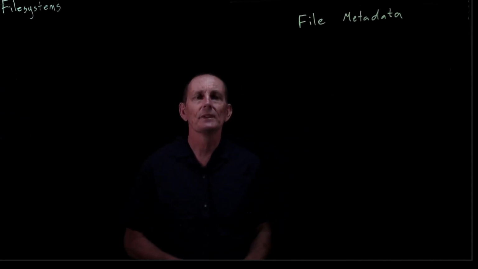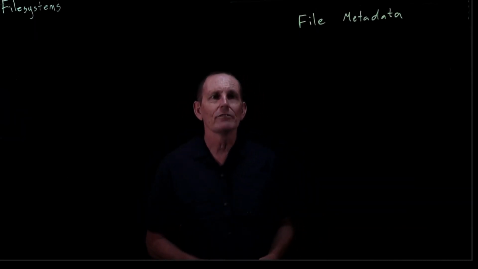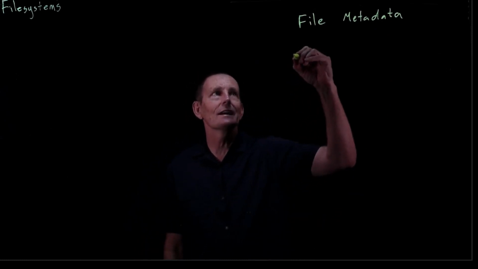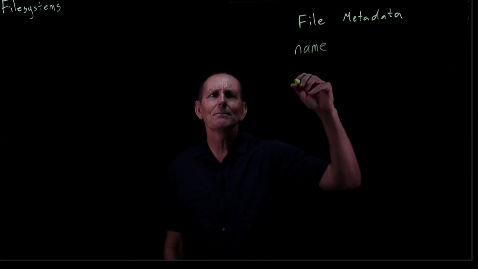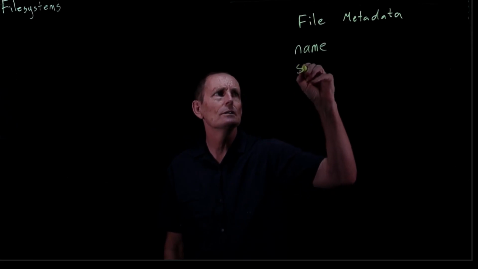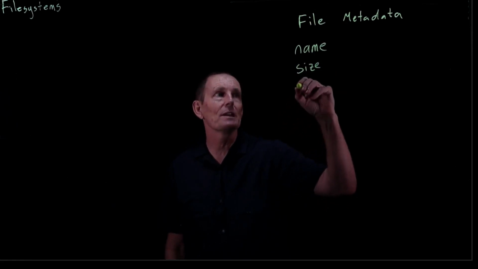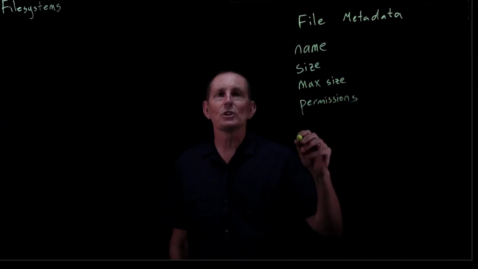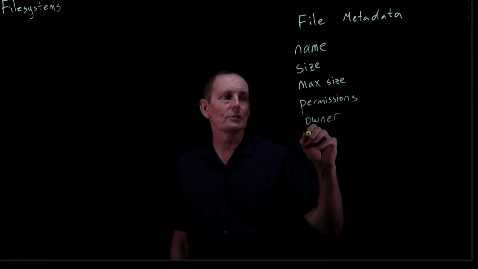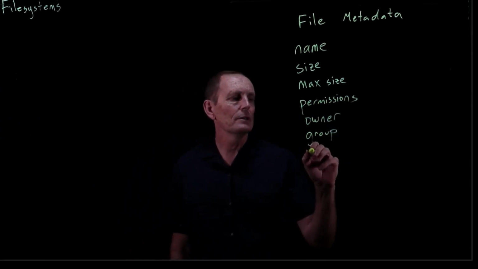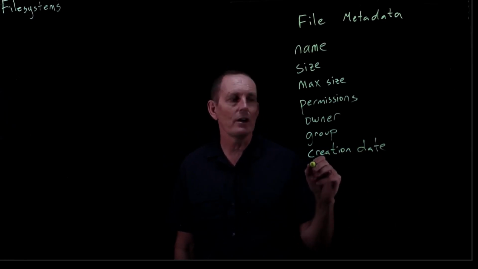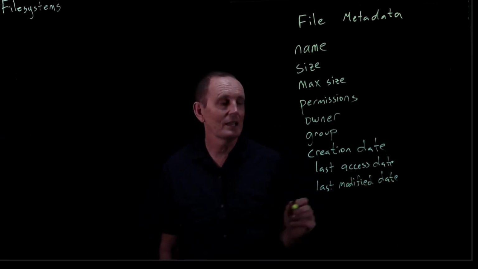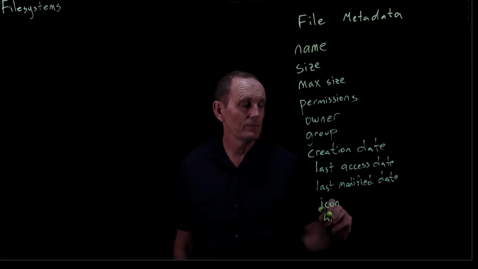Let's talk now about file metadata. Metadata is really all the information about the file that isn't the contents of the file itself. That would include things like, what's the name of the file? I guess you could say maybe the size of the file too. But certainly if there were some max size of the file, that would be part of the metadata. We might have permissions about the file. We might keep track of who owns it. What group does it belong to? What other things? When was it created? When was it last accessed or modified? Other information might be like an icon, whether it's hidden or locked.